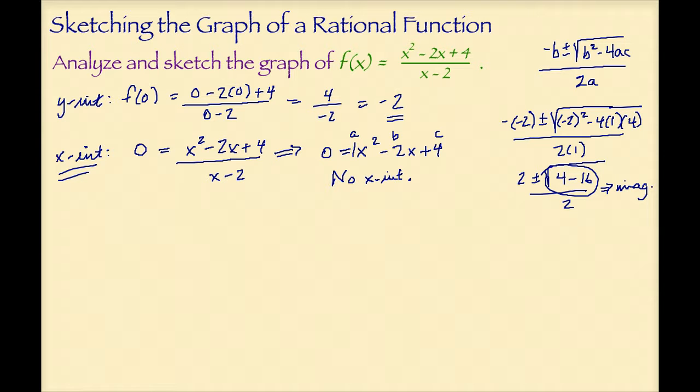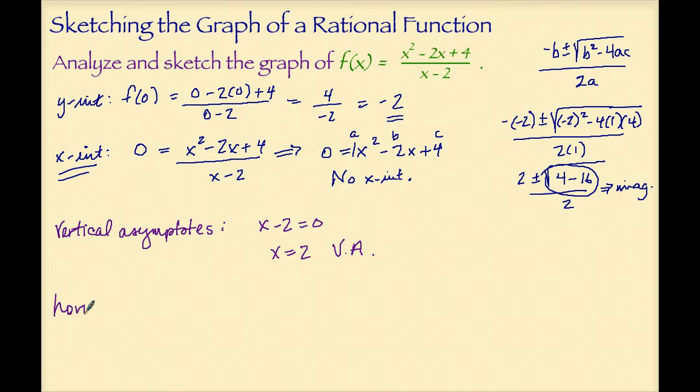Since this is a rational function, we will probably find asymptotes. Vertical asymptotes occur where the denominator of the rational function is equal to 0. So let's set this denominator equal to 0. X minus 2 equals 0 yields x equals 2. So we'll have a vertical asymptote at 2.